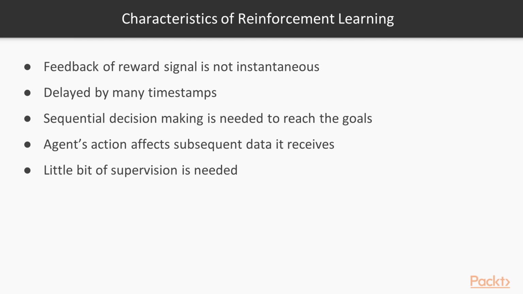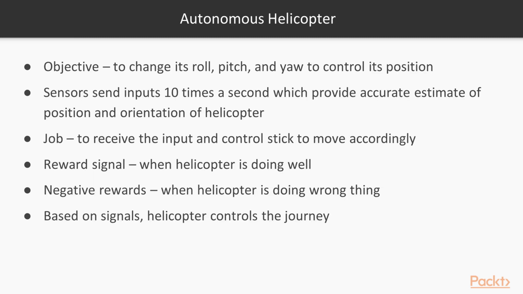Now, let's move to characteristics of reinforcement learning. The feedback of a reward signal is not instantaneous. It is delayed by many timestamps. Sequential decision-making is needed to reach a goal, so time plays an important role in reinforcement problems. The agent's action affects the subsequent data it receives. In reinforcement learning, a little bit of supervision is needed, but much less supervision compared to supervised learning. Let's move to reinforcement learning problems.